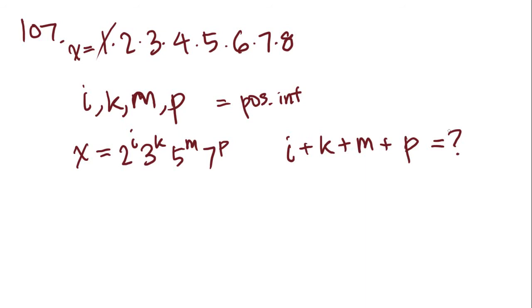Now this may look like a really complicated problem, but what we're going to do is divide this into three parts. Part one, we're going to tackle this. Part two, we're going to figure out how that relates to this problem. And part three, after we figure out i, k, m, and p, we're going to solve this equation. So let's take it in parts.